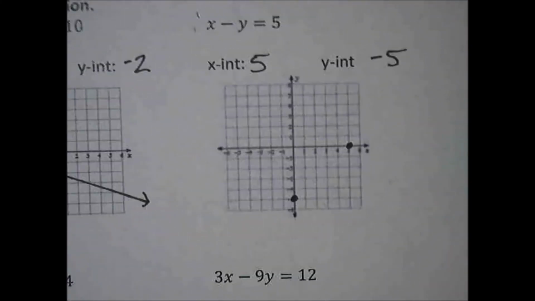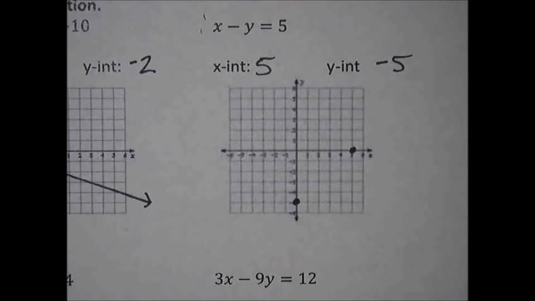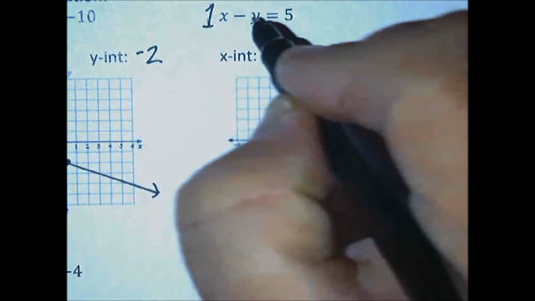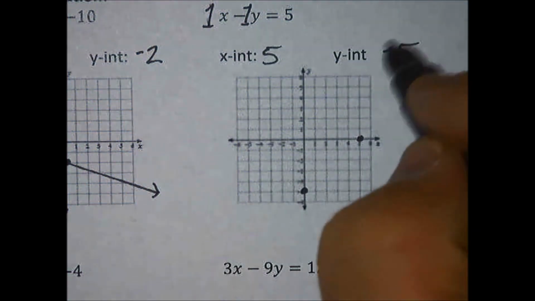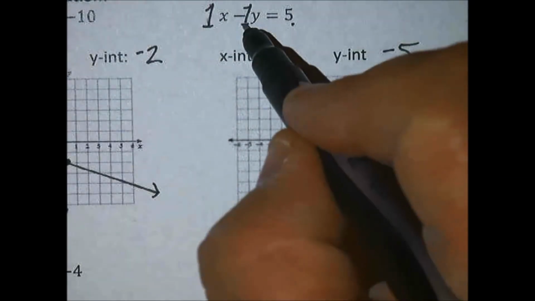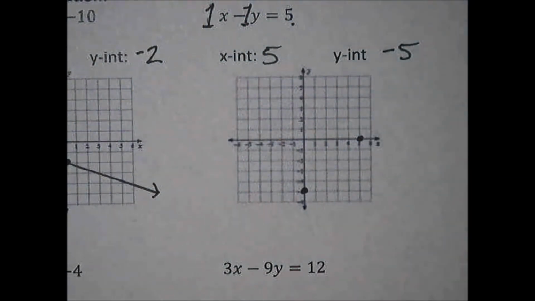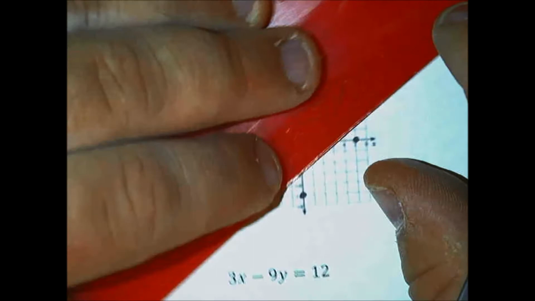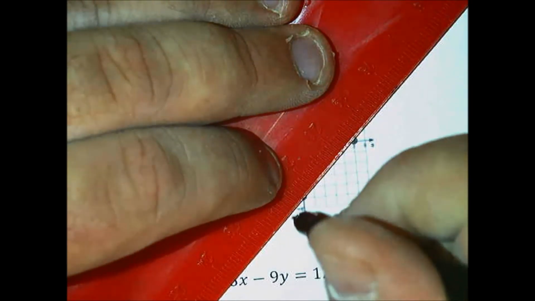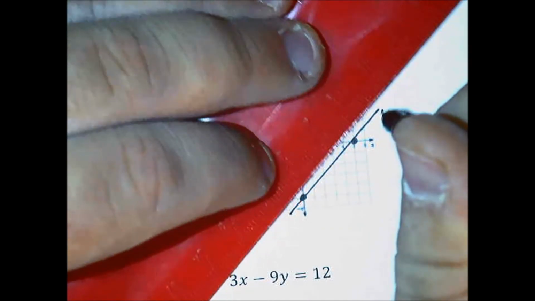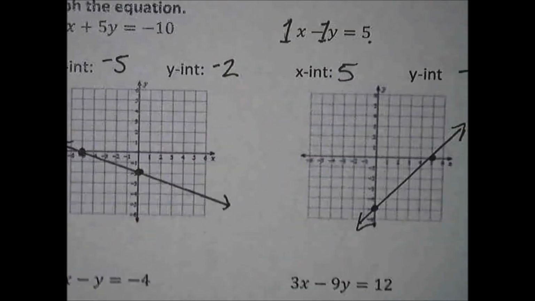Hopefully that made sense. We have this ghost 1 in front of there and a ghost 1 in front of there, but this one's actually negative. So the y-intercept is 5 over -1, which gives us a -5. And there we go. We have our line, and we are good to go.